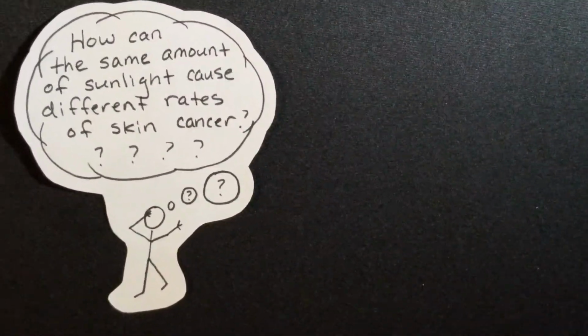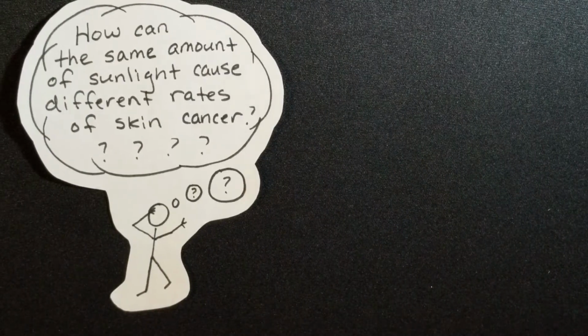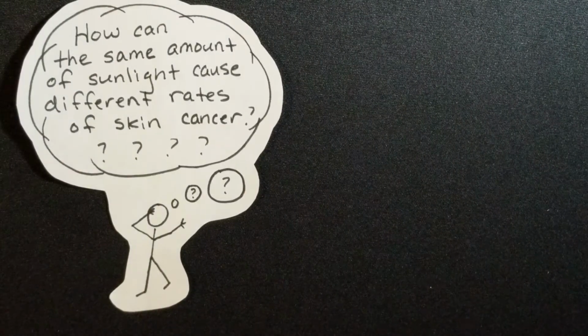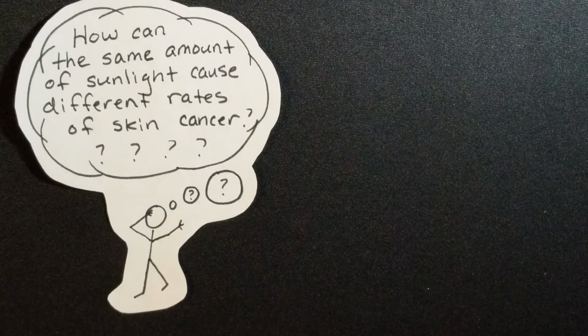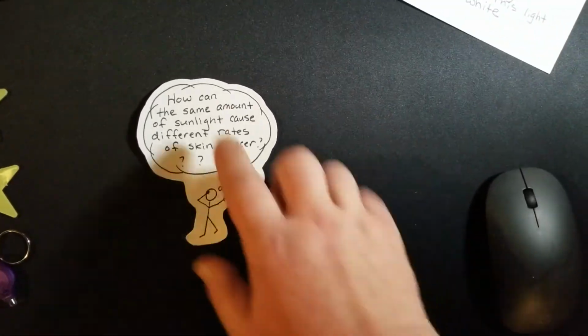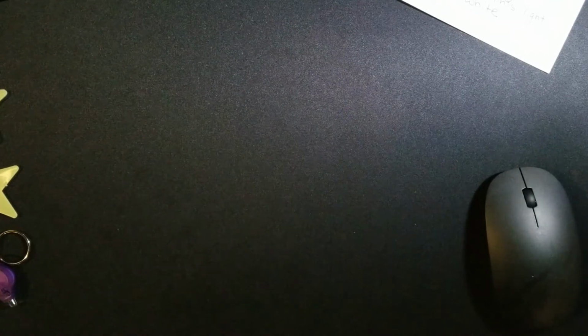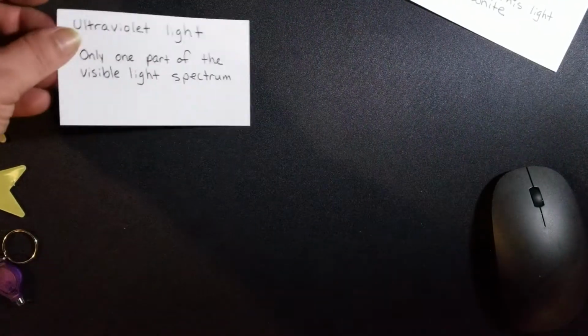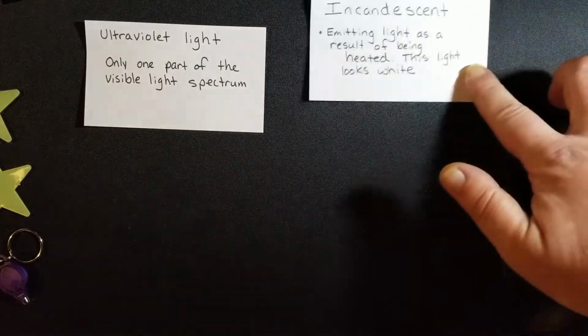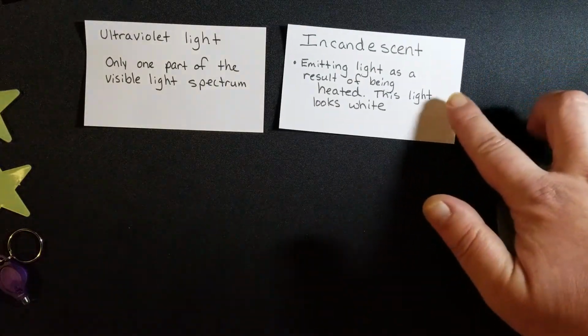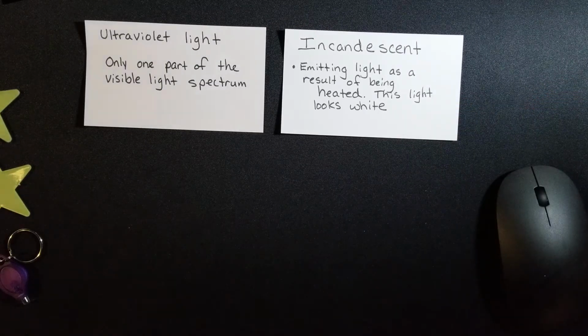How can the same amount of sunlight cause different rates of skin cancer? In order to do this, we're going to test out a couple different kinds of light. I've brought some tools with me, and we're going to talk about two different kinds of light. One is ultraviolet light, which is only one part of the light spectrum, and the other is incandescent light, which is what you're used to seeing. It's emitting light as a result of being heated, and this light tends to look white.